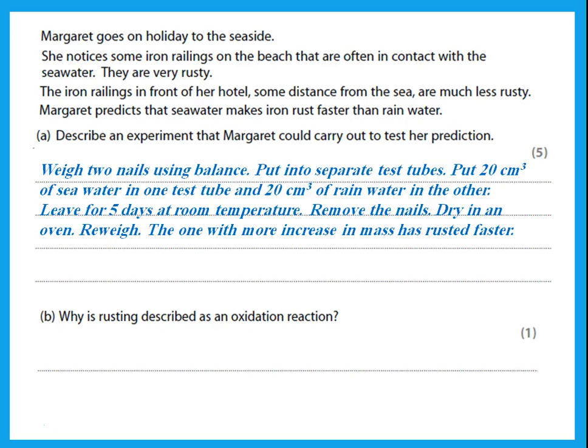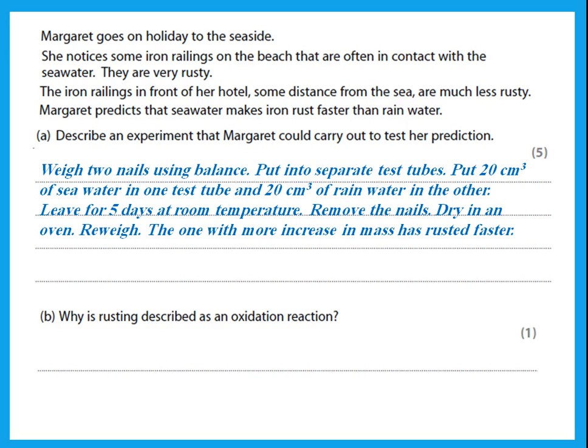First of all, how would she know if something has rusted more than something? We weigh it. If the nail rusts, that means instead of iron it becomes iron oxide, its mass should increase. So in order to know which one has rusted, I need to weigh the nails first. So I weigh the nails using a balance. And then I put them into separate test tubes. And then I need to put equal volumes of seawater and rainwater. So you can specify or just say equal volumes. And then you need to leave it for the same amount of time at the same temperature. So you specify, leave it for 5 days at room temperature.